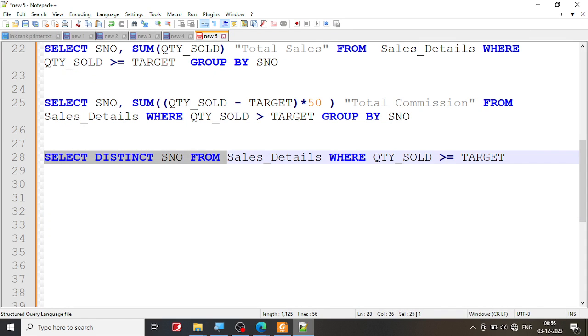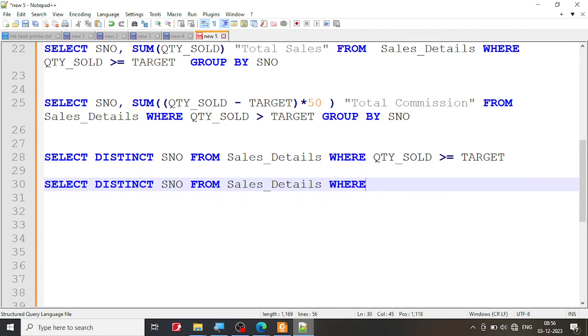So I'm going to display distinct serial numbers from this one. This part I'm going to write, serial number. We have to get it. And what are we supposed to say? Where the quantity sold is less than target. This means that this person has not achieved the target, but the only thing is, here this is only once. So this person has not achieved the target once. Let me run this one again.